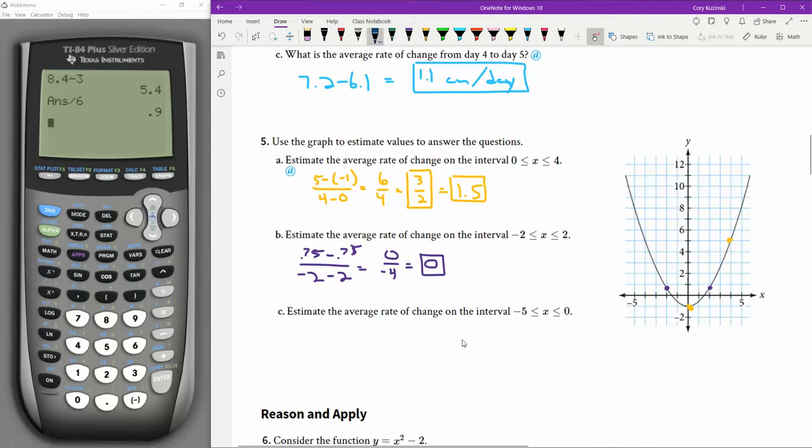All right, and from -5 to 0. At -5, our output looks like it's 8. And at 0, we already know that the output is -2, so 8 minus -2 over -5 minus 0. So it's going to give me what? 10 over -5. The average rate of change is -2. So if I drew a line through those two blue points, the slope of that line would be -2.